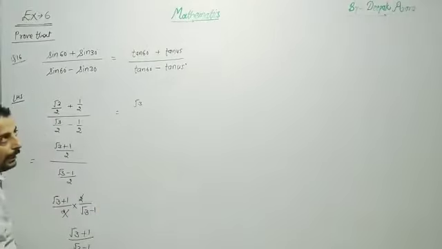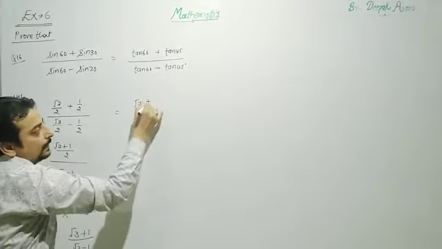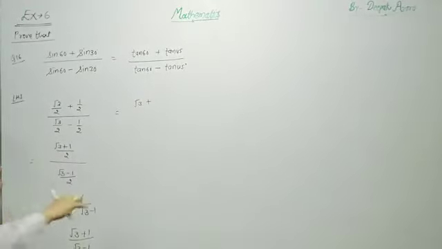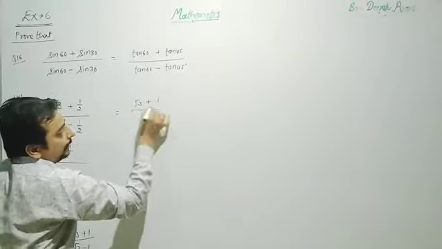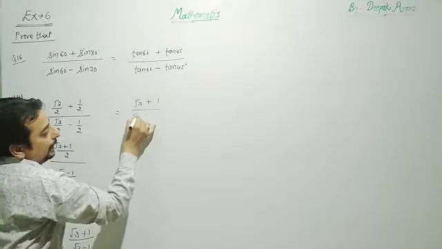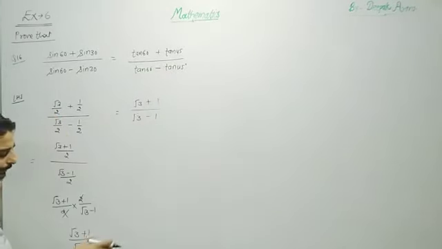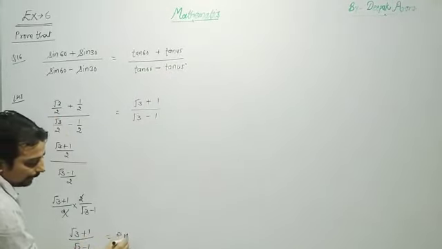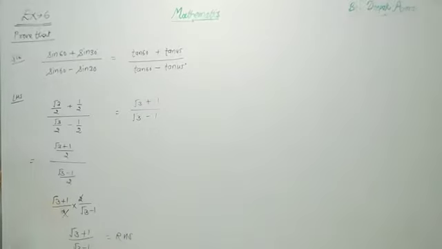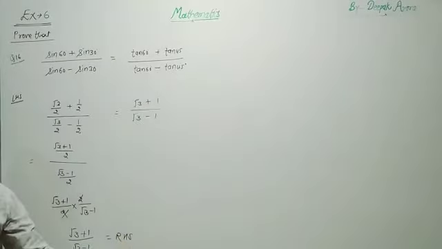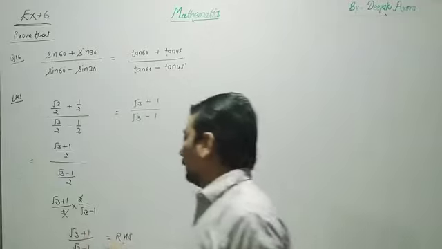value root 3, and tan 45 is 1. So tan 60 is root 3 and tan 45 is 1, and we get root 3 plus 1 and root 3 minus 1. Now we have seen that the LHS and RHS are both equal, the value root 3 plus 1 divided by root 3 minus 1.